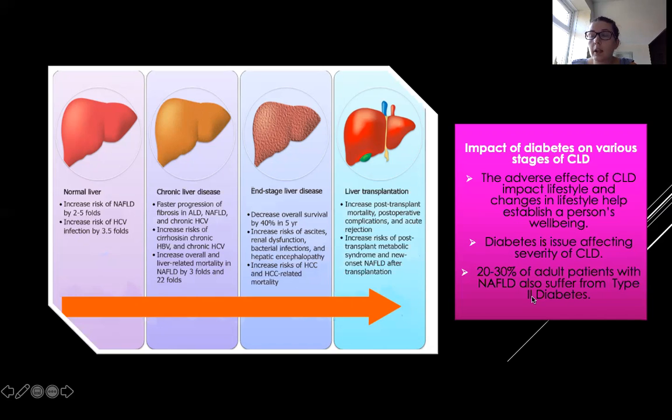Diabetes increases risk of fatty liver by 2.5 folds in adults with normal liver, and decreases overall survival by 40% in 5 years in patients with end-stage liver disease. Cirrhosis is identified as end-stage liver disease.